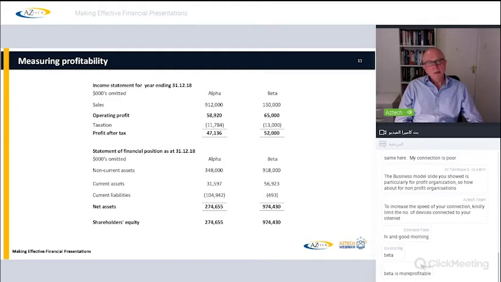What about if we look at the relationship between the operating profit and the sales revenue? How much of each dollar of revenue do the two companies convert into profit? In the case of Alpha, a profit of just under 59 million on sales revenues of 912 million gives them a profit margin of 6.5%. Beta makes an operating profit of 65 million on sales revenue of 150 million. So they're making a profit margin of 43.3%. So if we look at profit margin, we would say Beta is significantly more profitable than Alpha. But is that the key question? Is that the right way of answering the question, which of these companies is more profitable?